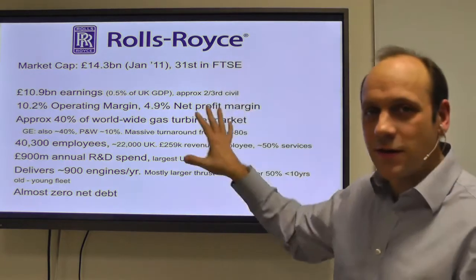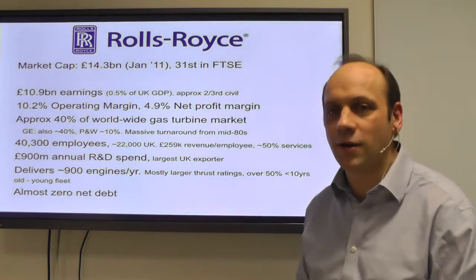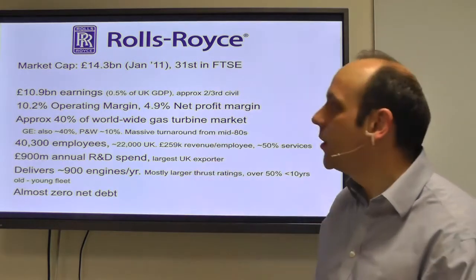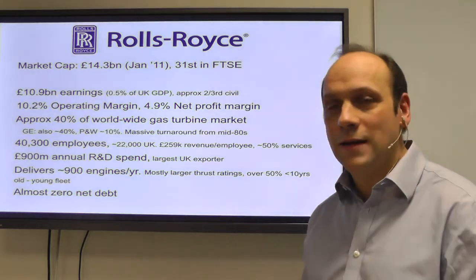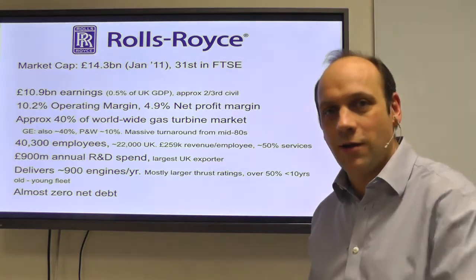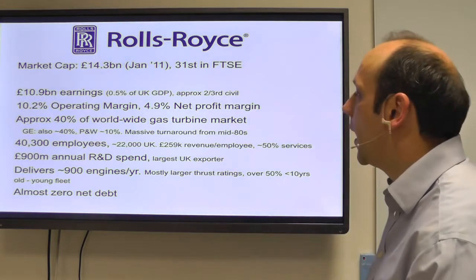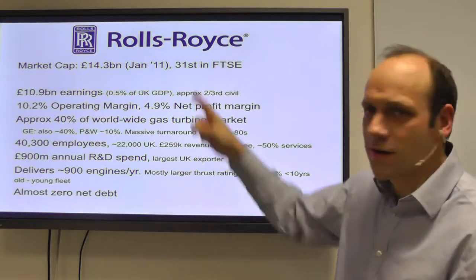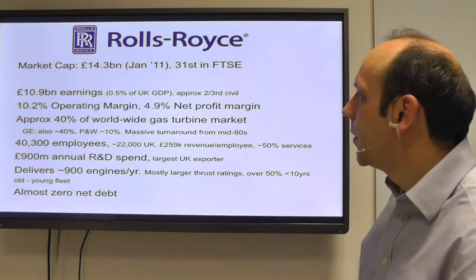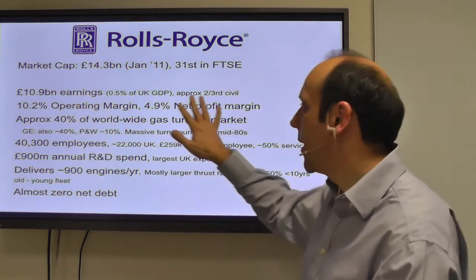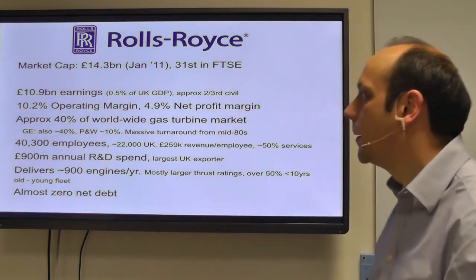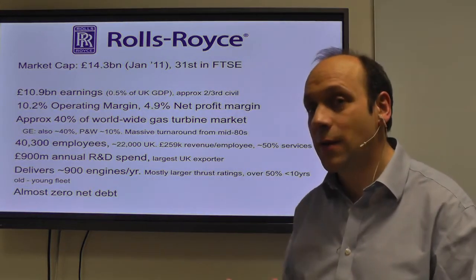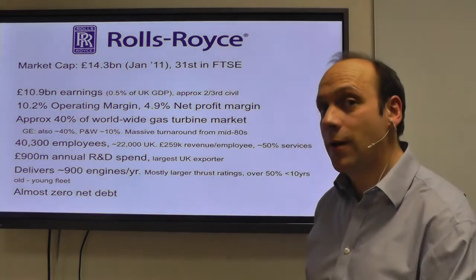About 2/3 of those earnings are civil. They do have some defence, military engines and submarine reactors, but mostly they're a civil gas turbine company. The car company is actually owned by BMW and is based in Kent, and is nothing to do with this corporate, apart from they share the brand name, which these guys own the rights to. They have about a 10% operating margin and about a 5% net profit margin. And that's quite important. And they have about half of the worldwide gas turbine market for twin-aisle airplanes.